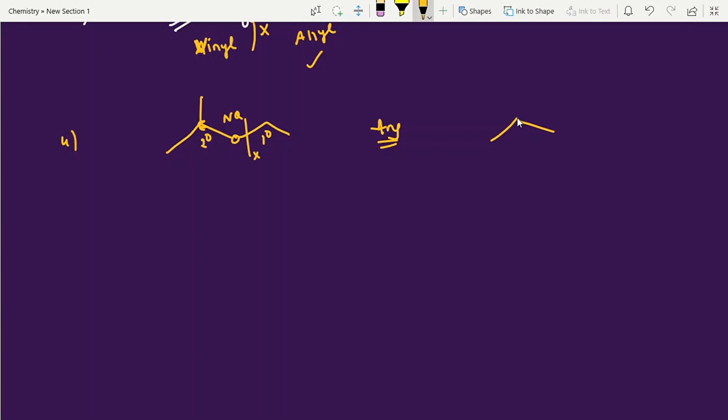Now what is the answer here? What is this answer? ONa plus X. That's it. Like bond line representation only, you can give the answer. Simple. If you have command of the concept, students, any question you can work out very easily. Now last question, one more I am giving here. Okay. What is this answer? Try to give the answer.